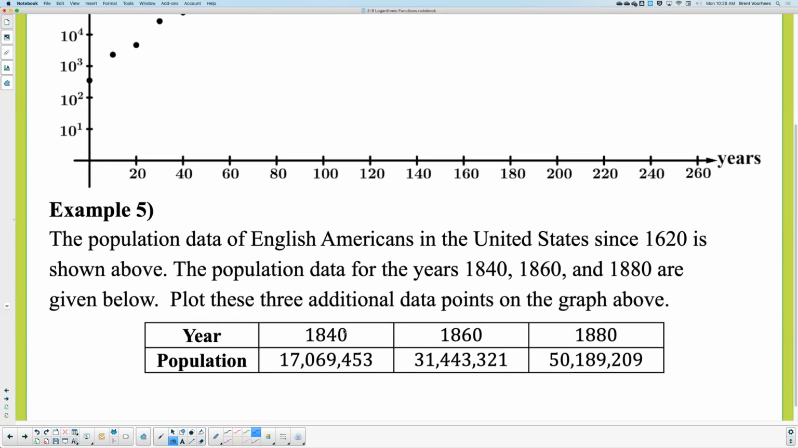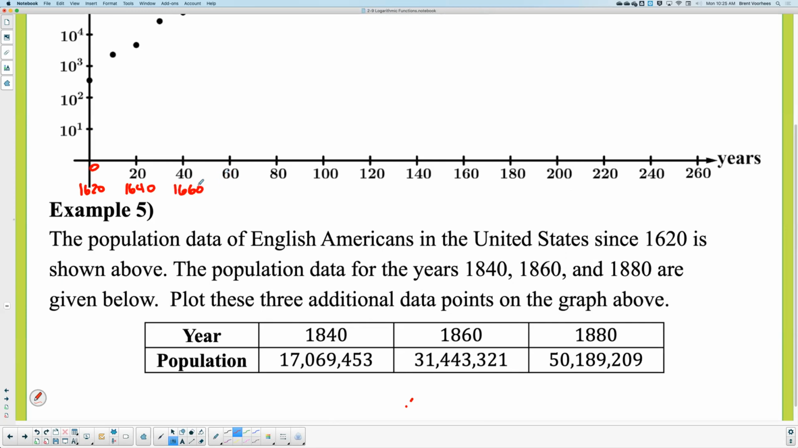Okay, so just to make sure we're clear, this first value here is not actually year 0. What's this year referred to right here? This is 1620. So 0 right here refers to 1620. So what would that make 20 be? Okay, and my board froze up on me. Let me try this again. There we go. 1640. That makes this.